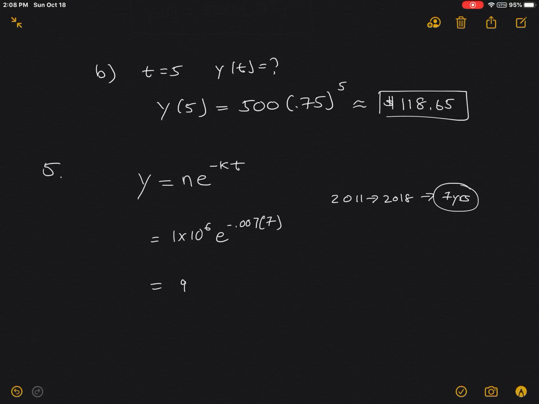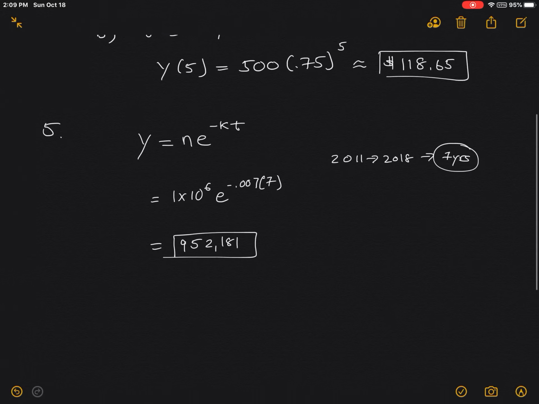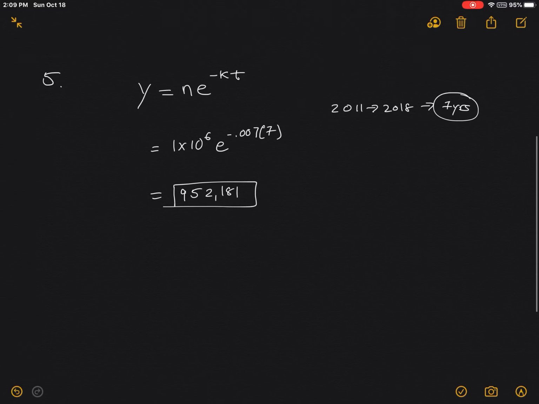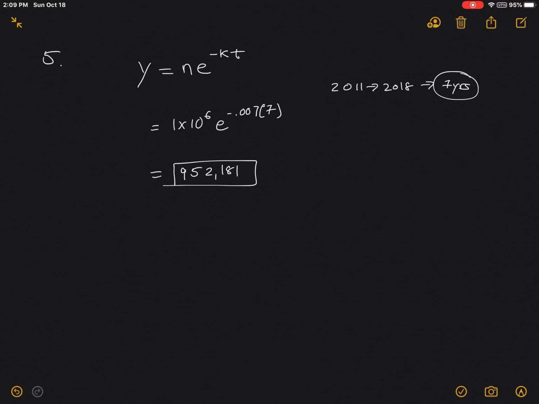And if you multiply this out in your calculator, it looks like your new population in 2018 will be 952,181. You obviously want to round to the nearest person. It doesn't make any sense to have half a person or a third of a person. Okay, moving on to number 6.